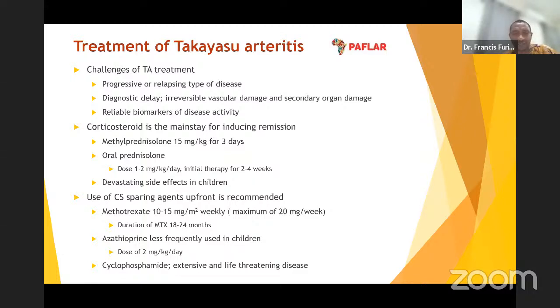After that, you might need to taper down your dose of steroids and use corticosteroid-sparing agents in the form of methotrexate, which is commonly used and readily available in most settings, azathioprine, as well as MMF and cyclophosphamide. Cyclophosphamide has been used for extensive and life-threatening disease, and it's one of the molecules that was heavily used before we had access to the new molecules that are available.